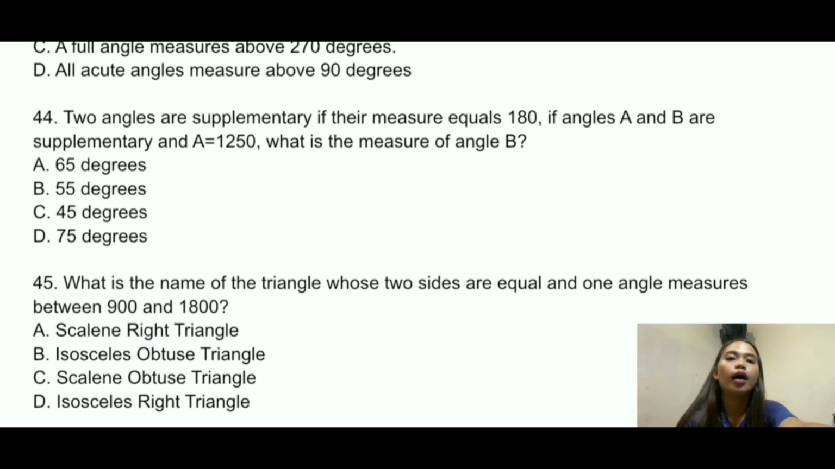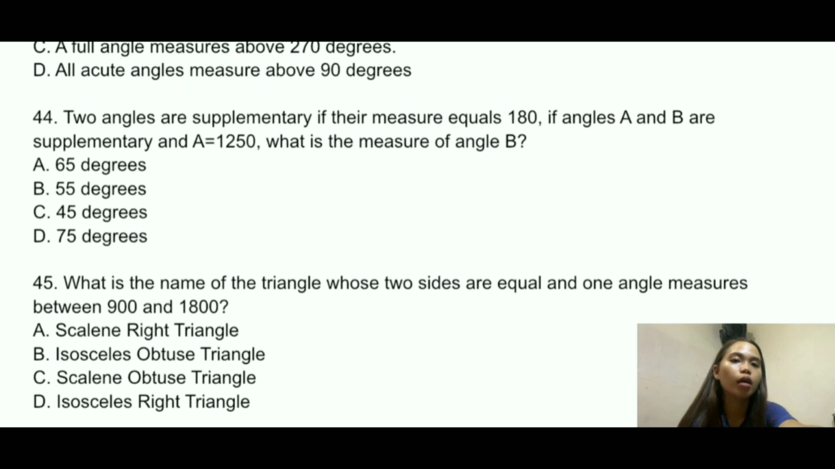Option A, scalene right triangle. Scalene triangles have no equal sides, and a right angle measures exactly 90 degrees, which is incorrect. And for option C, scalene obtuse triangle. Scalene triangles have no equal sides, as I have said, so it doesn't match. So option C is not correct.